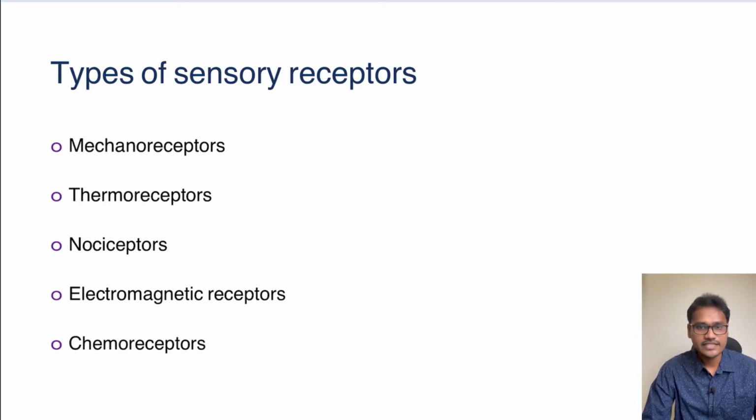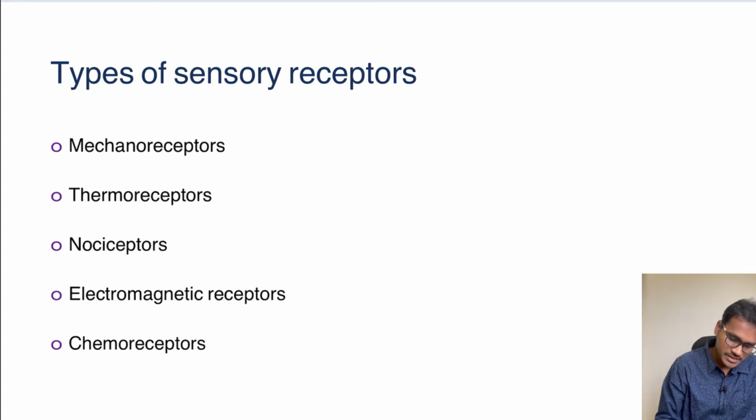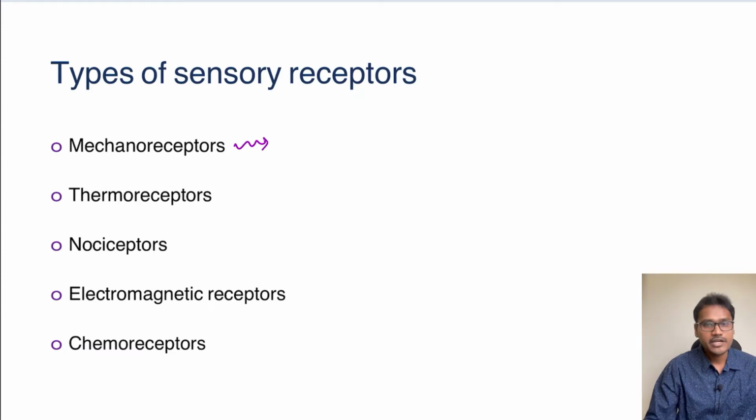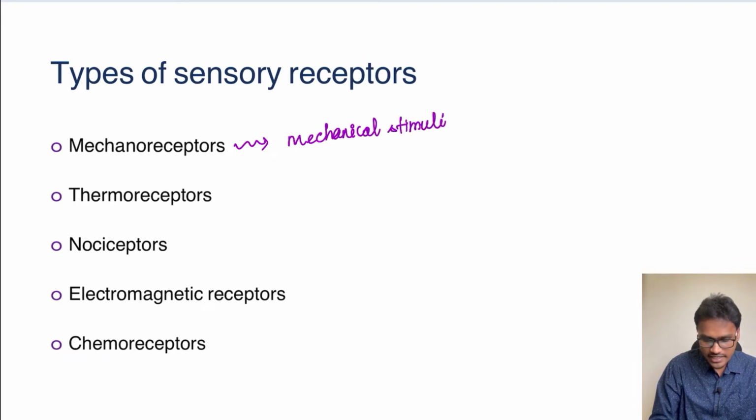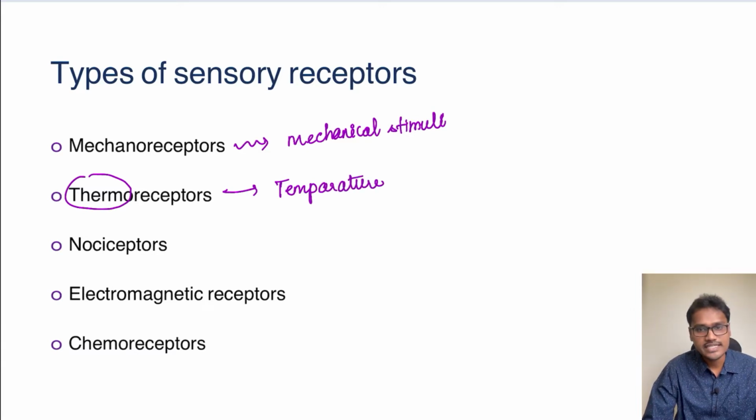Now, coming to the types of sensory receptors, we have 5 basic types. Various books deal with different classifications, but this one is very common. First are the mechanoreceptors. They detect mechanical stimuli like touch and pressure. Coming to the thermoreceptors, as the term thermo indicates, these are temperature sensing receptors.